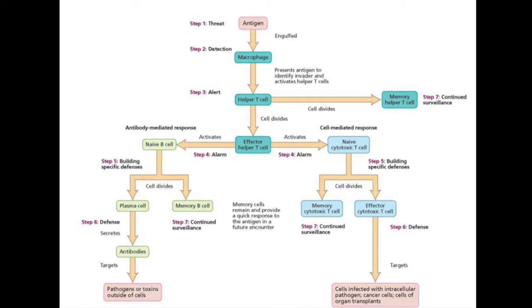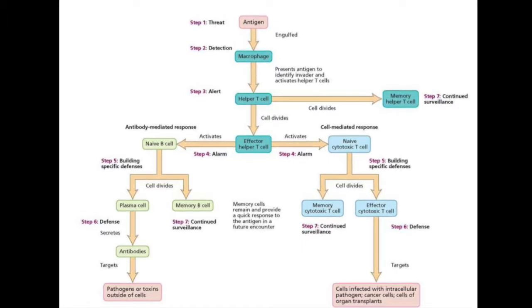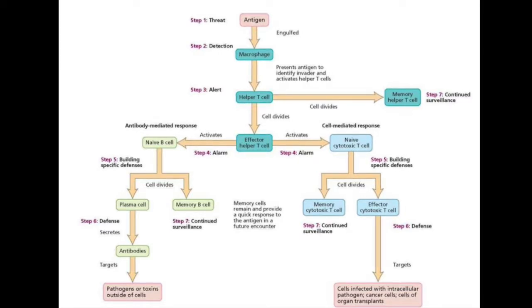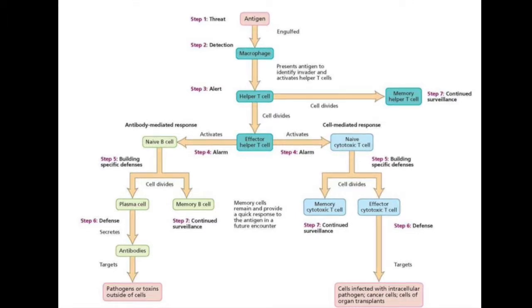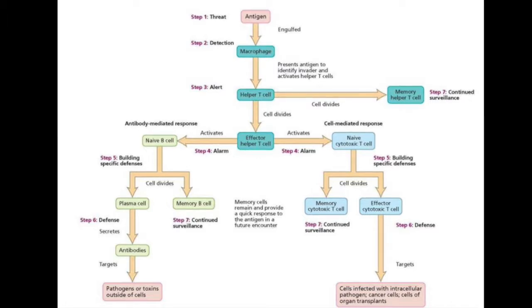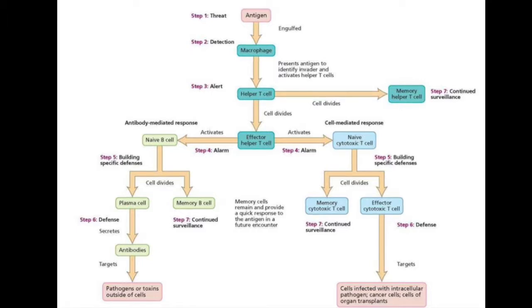Now, as I mentioned earlier, macrophages have that very specific capability in which they're able to actually put that antigen from the particular pathogen on the surface of its cell. This is when it's going to do step 3, which is alert the rest of the body. The macrophages are actually then going to present those antigens to helper T cells, in turn activating those helper T cells.